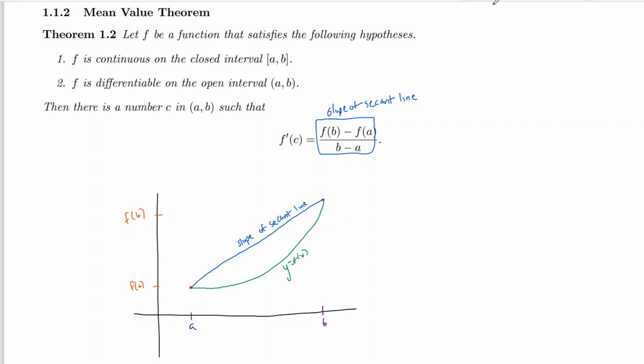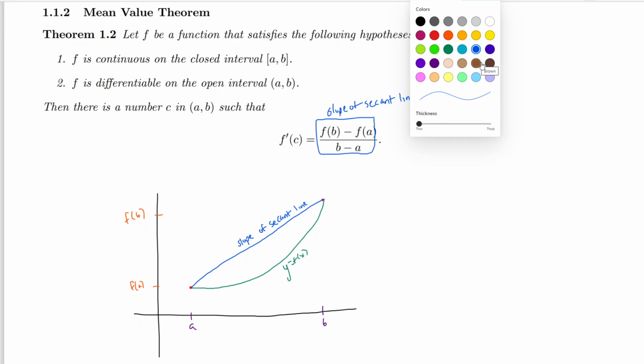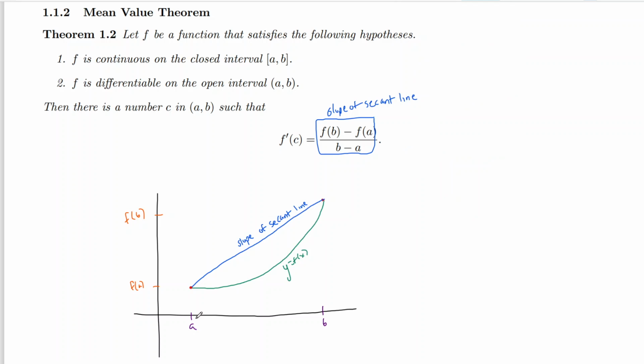And what the mean value theorem is saying is that we have a number c between a and b, something down here, where the slope of the tangent line is the same as the slope of the secant line. So they're parallel. And it would look maybe somewhere around here. The tangent line at that point goes like this. And that would be the tangent line. So this would be our c value down here. But the point is, because we're saying the slope of the tangent line equals the slope of the secant line, they are parallel.